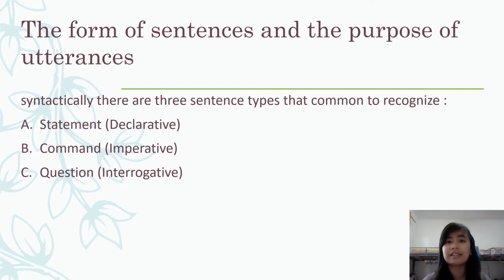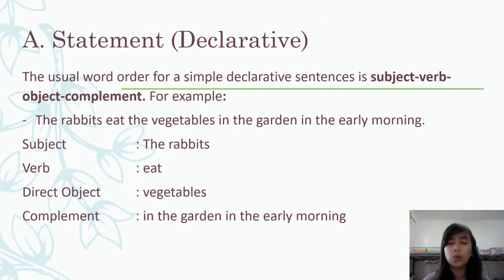There are three sentence types that are common to recognize. The first one is statement or declarative, then command or imperative sentence, and question or interrogative sentence. So, the first one is statement or declarative sentence. When you make a declarative sentence, you have to pay attention to the parts of the sentence, like a subject, verb, object, and a complement.